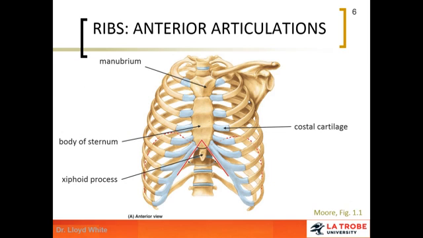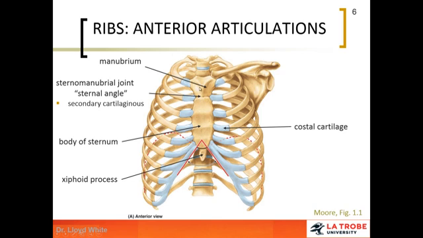So let's have a bit of a look at the joints now. We have the manubrium as the superior part of the sternum, the body of the sternum, and then the xiphoid process hanging inferiorly. And we have the ribs attaching to the sternum via these costal cartilages.